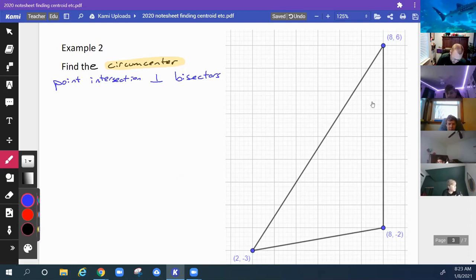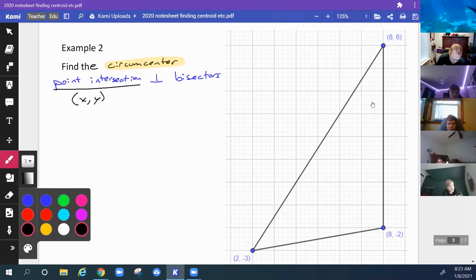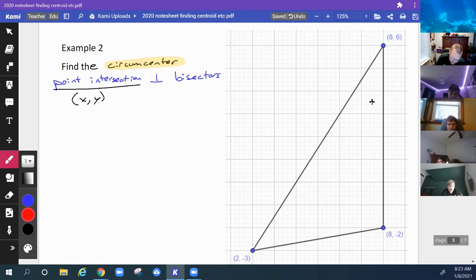But remember what we're finding. We're finding the point of intersection, so we're finding the point (x, y). We're finding the bisector, which is going to be the midpoint, and then it's going to be perpendicular. So what I'm thinking here is negative reciprocal slopes. These are all the things I'm thinking of when I have this problem.